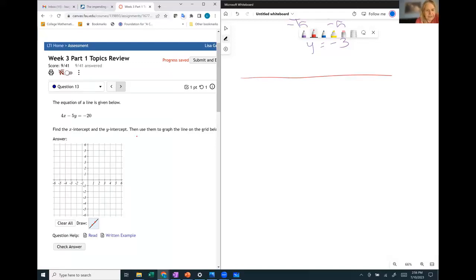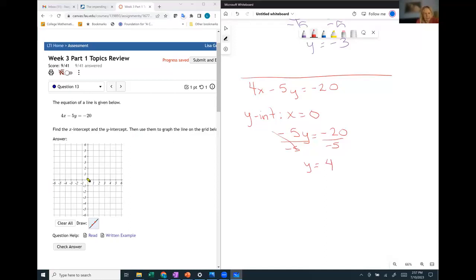Okay, we know how to do this. We have 4x minus 5y equals -20. So, which one you want to do first? We can do the y first. Y-intercept. Whenever I do the y-intercept, what do I know? X is equal to 0. Yes, because it could be anything. So we have 4 times 0, which is 0. And that means I have -5y equals -20. Divide both sides by -5. These cancel and I get y equals 4.